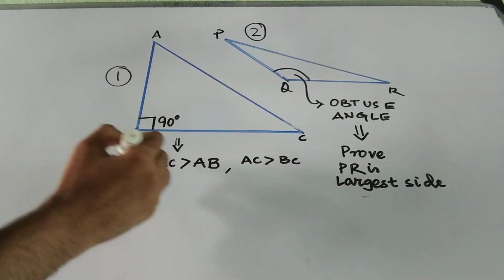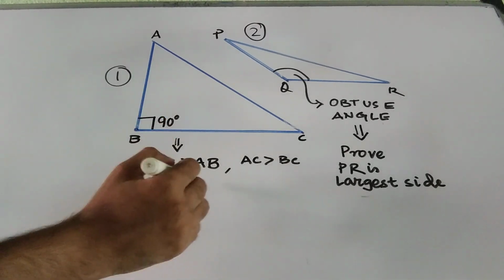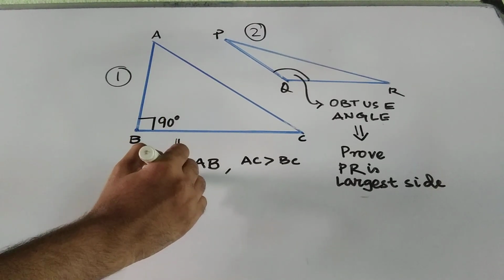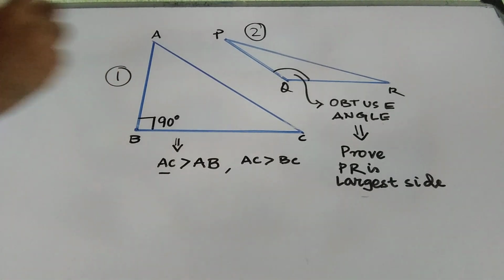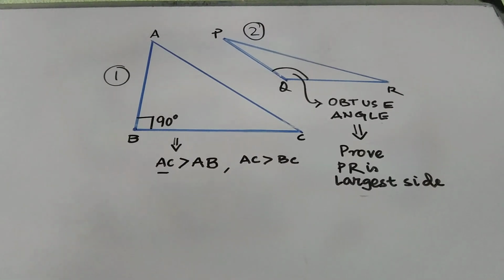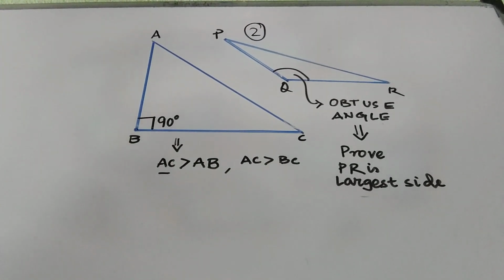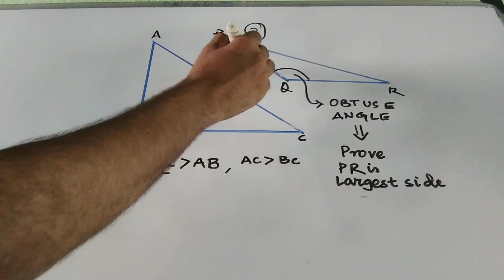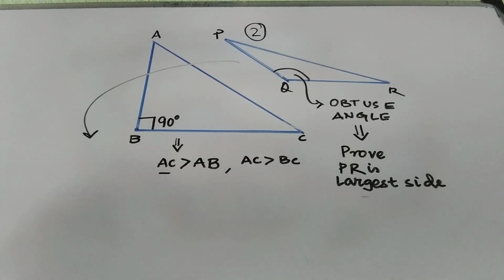So I have to prove that the opposite side to the angle PQR, that is PR, is the largest side. And this triangle ABC is a right angle triangle. We have to prove that the hypotenuse, that is AC, is the largest side of this triangle. So for proving these two geometry problems, I am first taking up problem number 2. So we know that for any triangle, the sum of any two sides is greater than the third side, right?